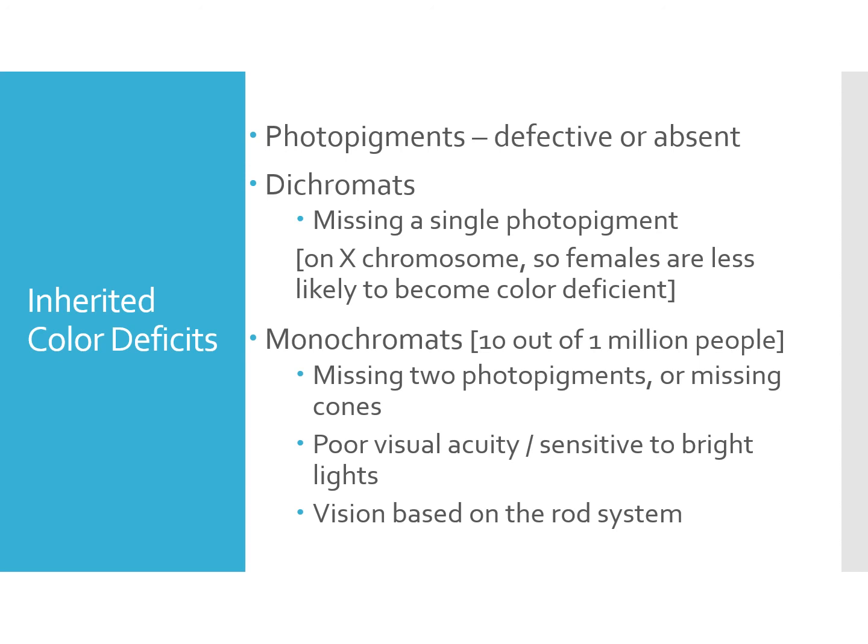Monochromats, we see 10 out of 1 million people. So again, this is very rare. They are missing 2 photopigments or missing their cones. They're sensitive to bright lights. They asked me about this in the section 1 class, and I guess I spaced what was on my own slides and hadn't really thought through it enough for it to stick with me, that yes, they do have poor visual acuity, so it is kind of blurry because they don't have those tightly packed cones with their one-to-one wiring to the brain. Their vision is based on the rod system, so they're going to be better off at night, and they're going to have a hard time in sunlight.